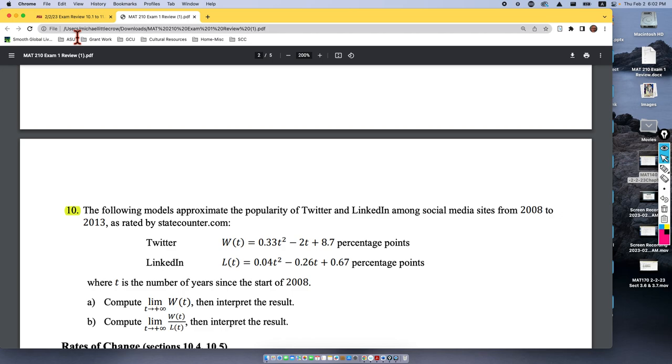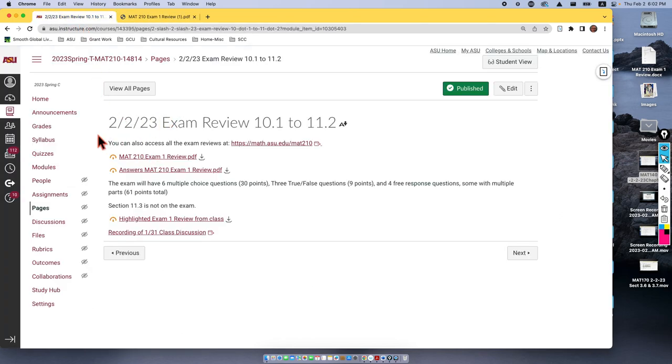Remember, where I got this from is Canvas, the 2223 exam review. There's an unadulterated one up here, the review. There's the answer key here, so that's been there for a while. This is the highlighted one, so that's the one I showed. It's really the same thing, except it's got highlights. And then there's a recording of the session we did on Tuesday. I can't remember what we did, but whatever we did, it's there.